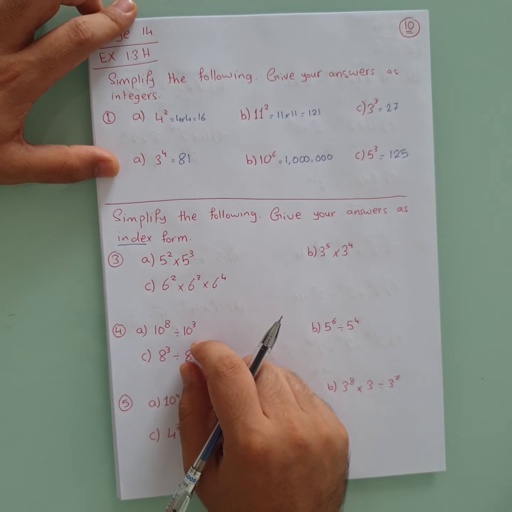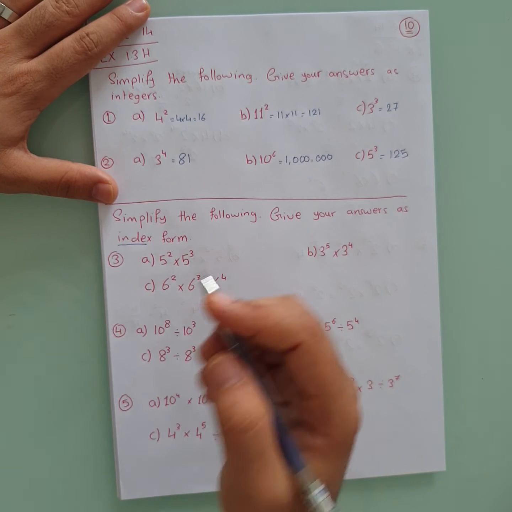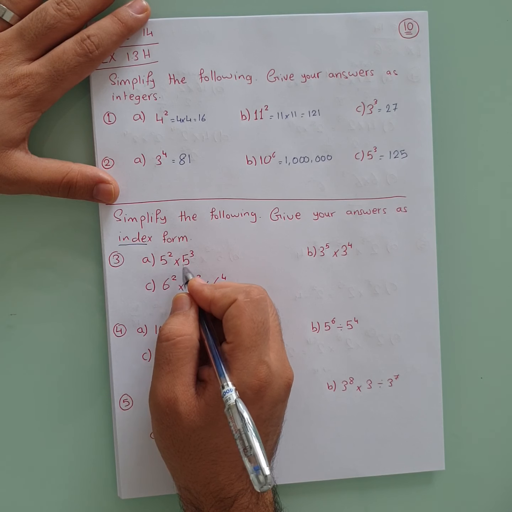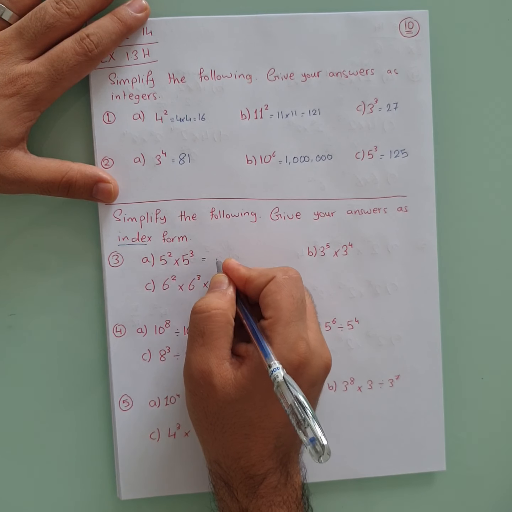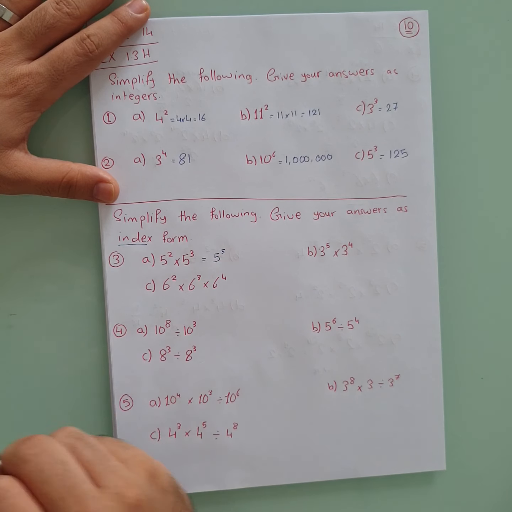All right. The other questions, they are asking us to put the answers in the index form. That means our answer should have powers. Okay, so you know the rule. Let's do it. Multiplication. 5 to the power of 2 times 5 to the power of 3. Multiplication, we add, so it's going to be 5 to the power of what? 5, because 3 plus 2 is 5.